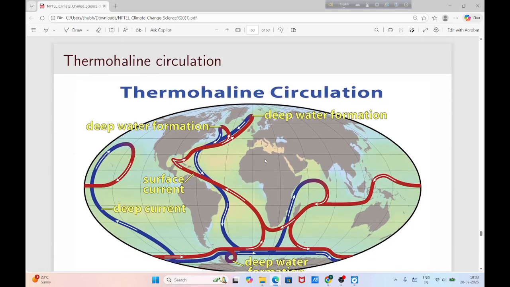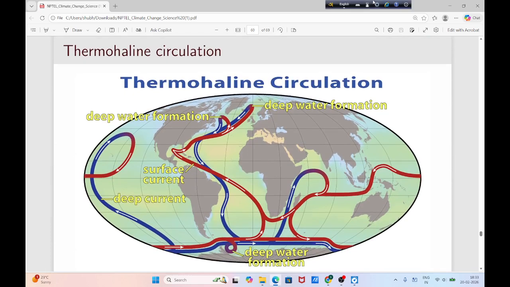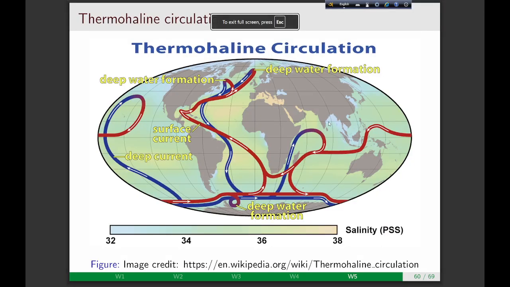Now we will go to an important concept called thermohaline circulation. Thermo means heat, haline means related to salt. So thermohaline together means the circulation which is affected by both the temperature difference and the haline, that is the salinity difference. Because you know that if we place a heavier liquid on top of a lighter liquid, then the heavier liquid will eventually go down and the lighter liquid will go to the top. The lighter will be at the top and the heavier will be at the bottom.